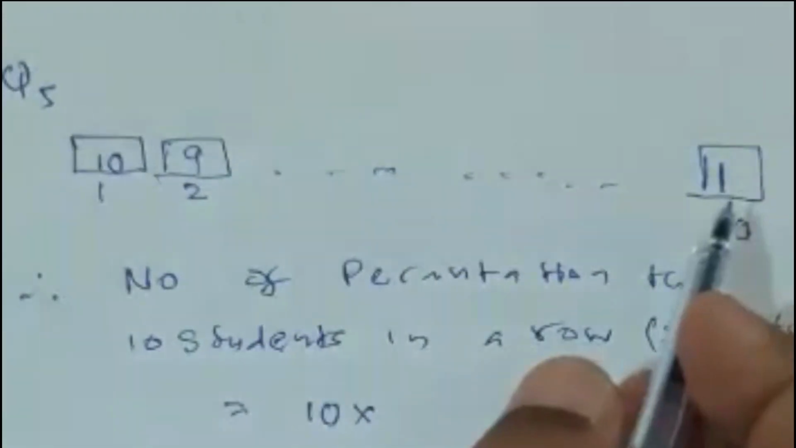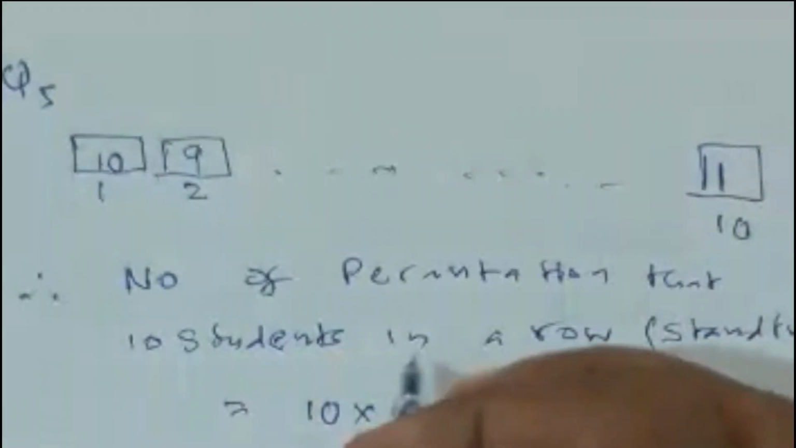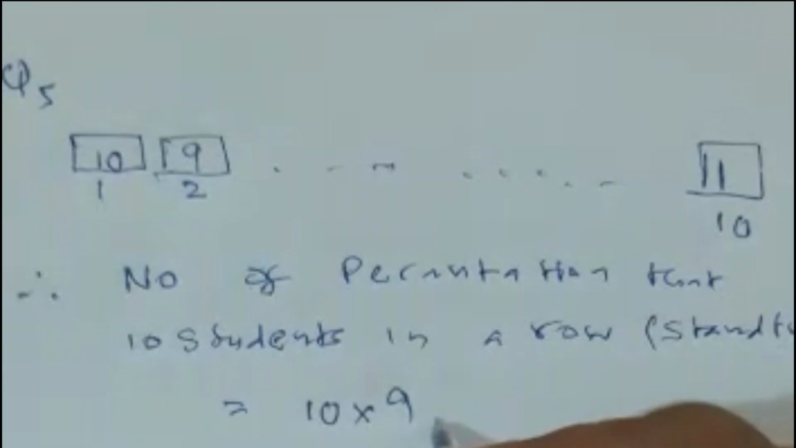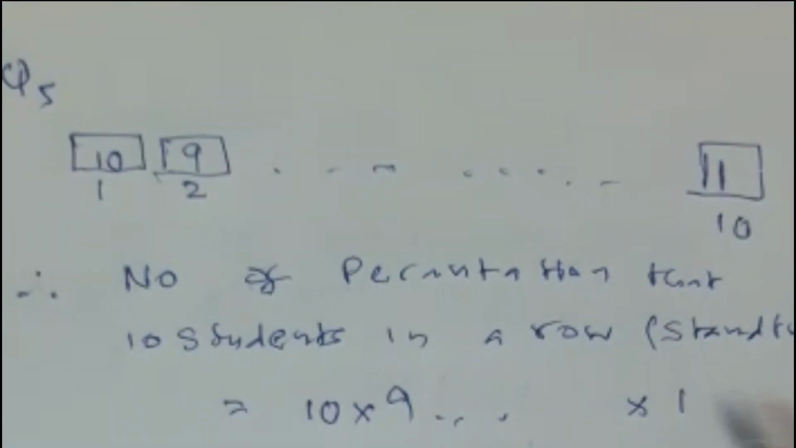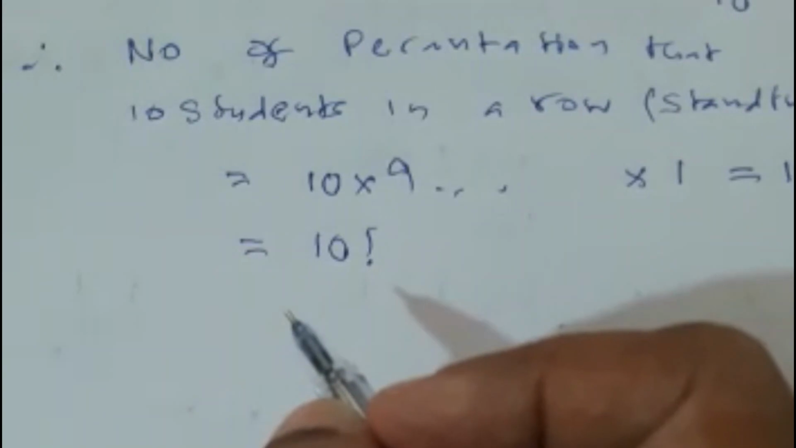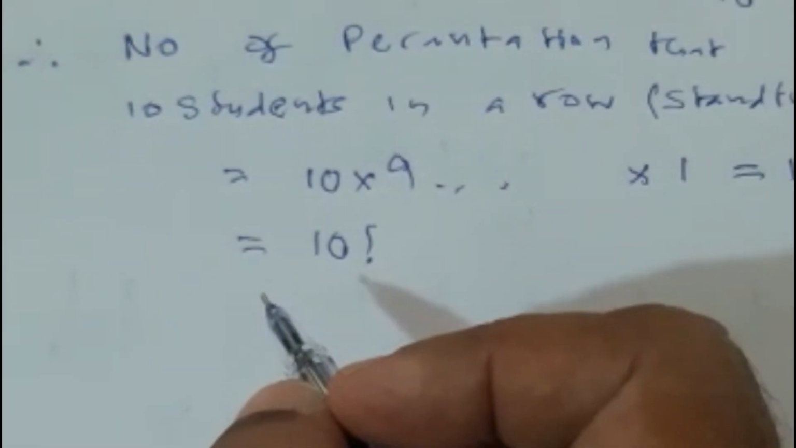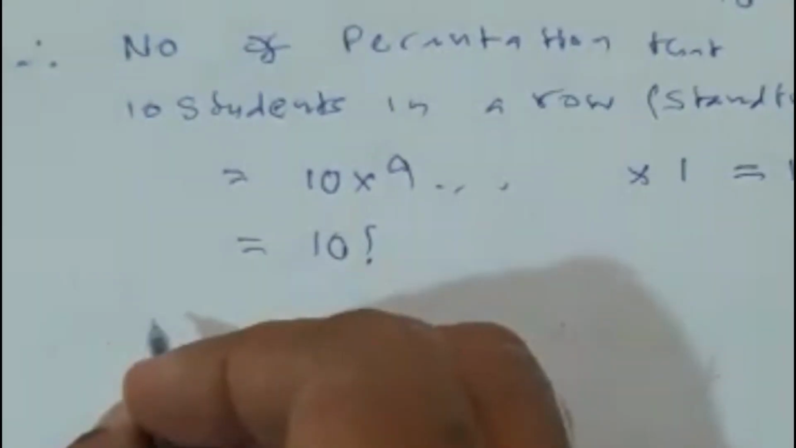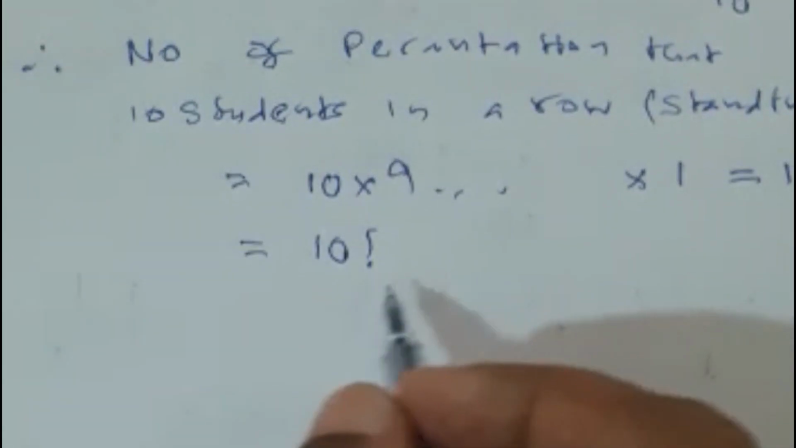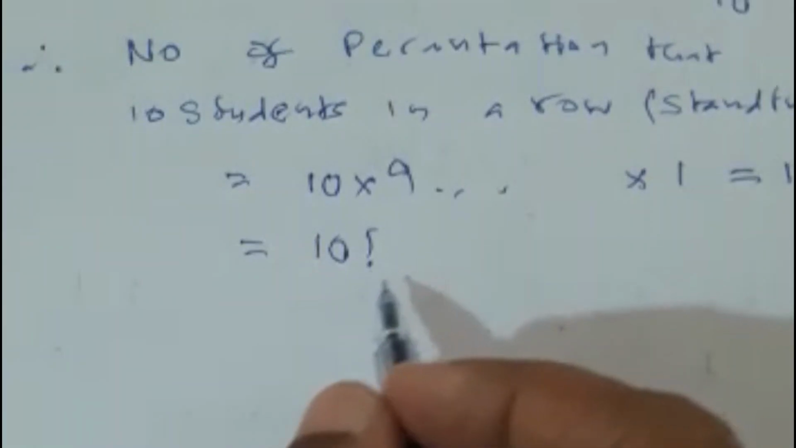You have to realize all the multiplication here. You know that there are 10 possibilities here, then 9 possibilities, and for the last one, 1 possibility. So the answer is going to be 10 factorial. That's the answer for this first part, the unrestricted case, which consists of all the possibilities.